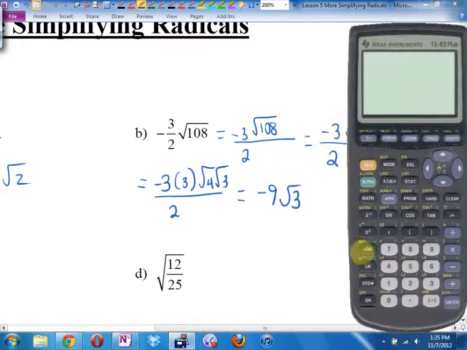And Greg, you can also use your calculator to check your answer. You can go try that again. Negative 3 divided by 2, because that's what 3 over 2 is, times the square root of 108. I get that as a decimal. If I go negative 9 times the square root of 3, which is what my simplified answer is, do I get the same decimal? It must be right.